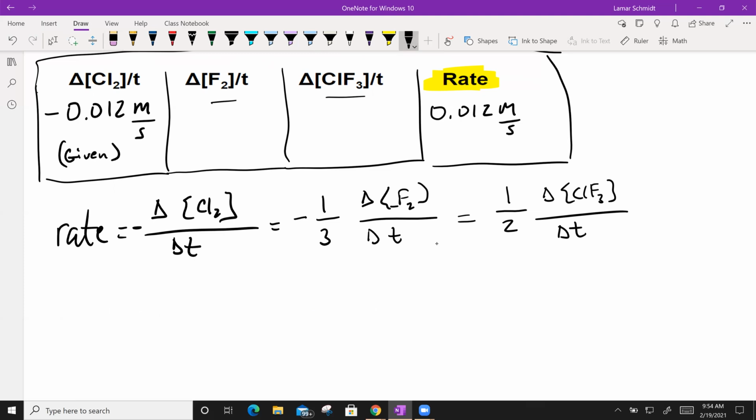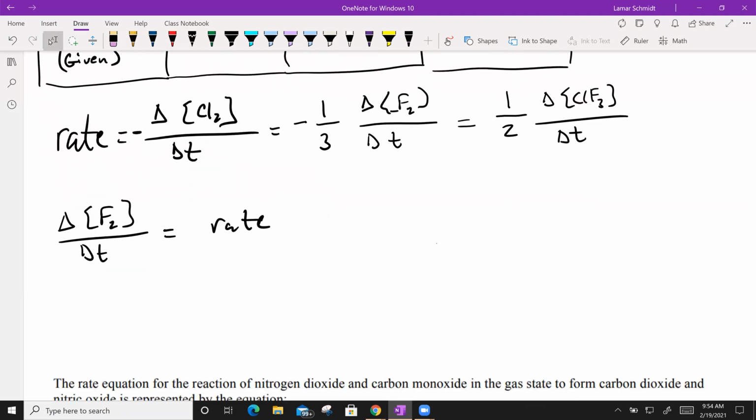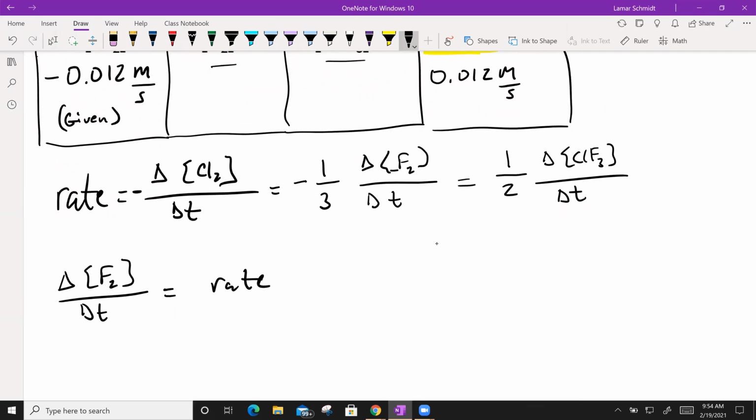So if we want to calculate the change in the concentration of F2 with regard to the change in time, we just set that equal to rate. Do we know the rate? Yes, we do. We just calculated it. So we know, and actually we have to say negative 1/3. We've got to make sure we use the right expression. If you don't use the right expression, that's going to be a problem. So make sure you use the right expression.